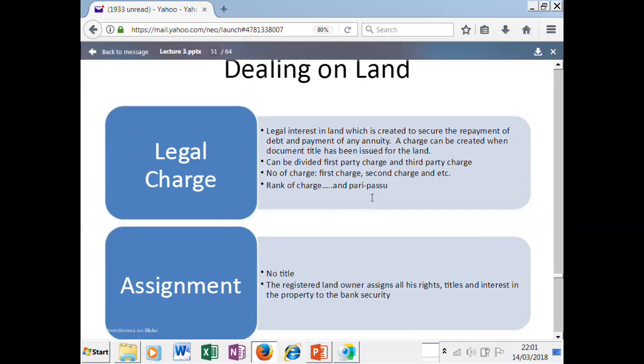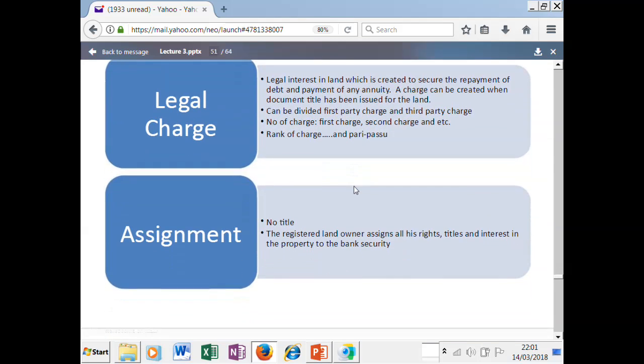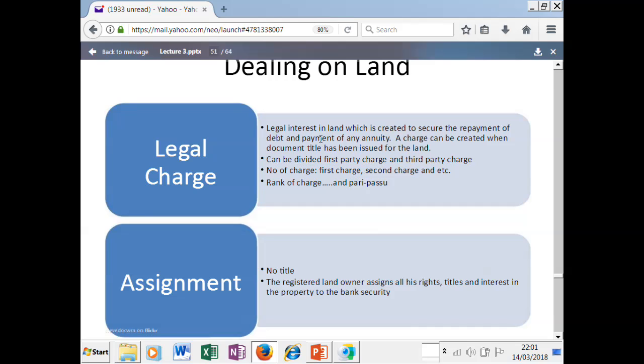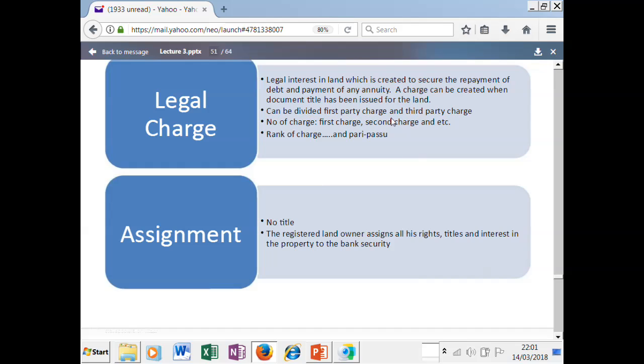Okay, dealing on land, legal charge. Okay, legal charge, dia ada legal charge, legal interest in land which is created to secure the repayment of debt and payment. The charge can be created when document title has been issued for the land. So maksudnya ni kalau nak gadai ni, okay, you want to gadai, so kena ada grant. Okay, can be divided first party charge and third party charge. Okay, tadi saya cakap tadi kan, boleh pecah. First party charge yang first bank, third party charge yang second bank. Second party pun tak apa, second party.